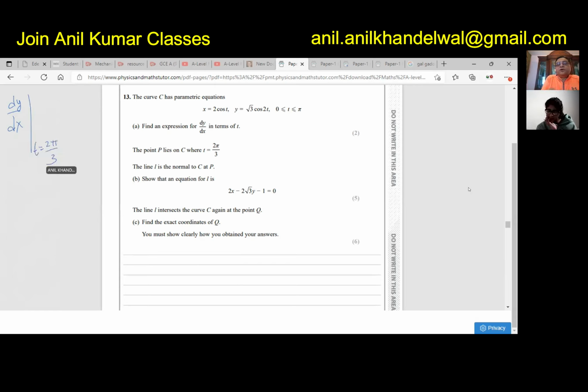So what was the equation for you? With the root 3x. Are we doing dy dx of the line? Because we found in the first case the expression for dy dx, right? So we'll use the same expression. Is it okay? So plug in 2 pi by 3 in this. We get cos 2 pi over 3 times 2 root 3. So as you know, minus root 3.